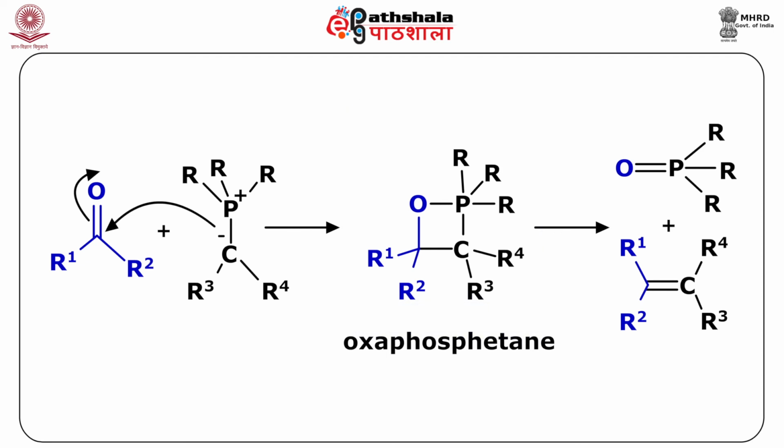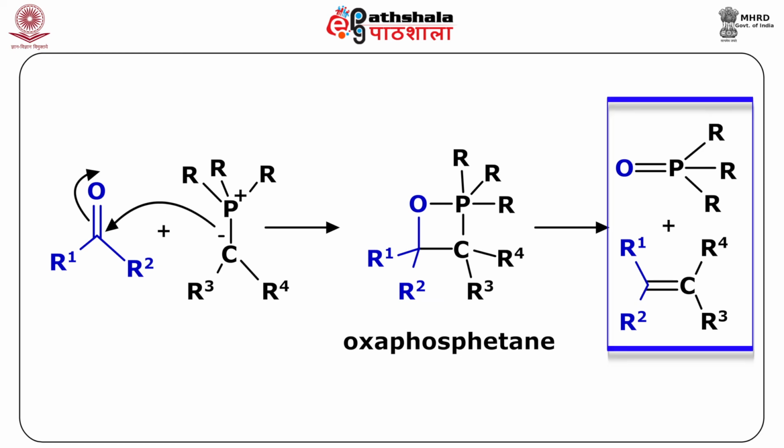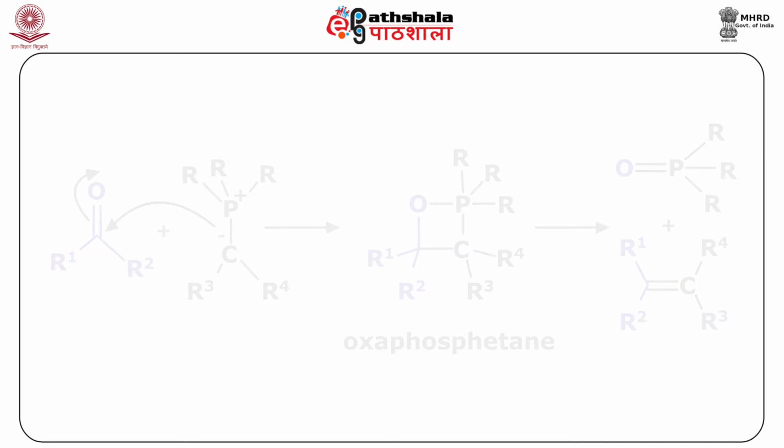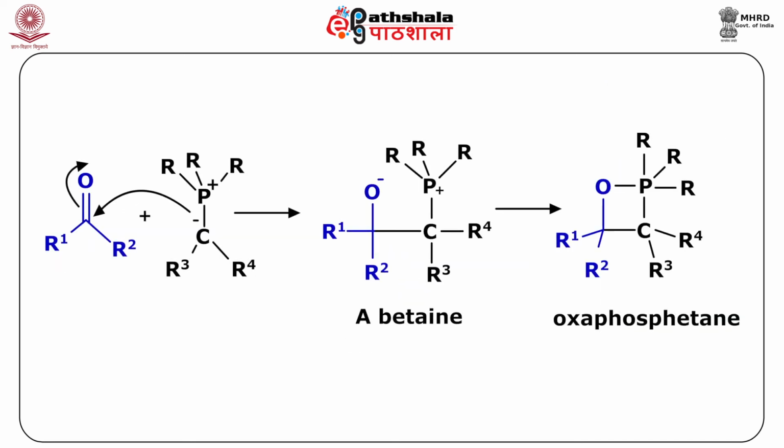Oxaphosphetanes are unstable. They undergo elimination to form an alkene with phosphine oxide as a byproduct, as you can see here. The phosphorus oxygen double bond is extremely strong, and it is this that drives the whole reaction from the oxaphosphetane intermediate, resulting in these two products, one alkene and the other phosphine oxide. For the formation of oxaphosphetane, we can take this reasoning.